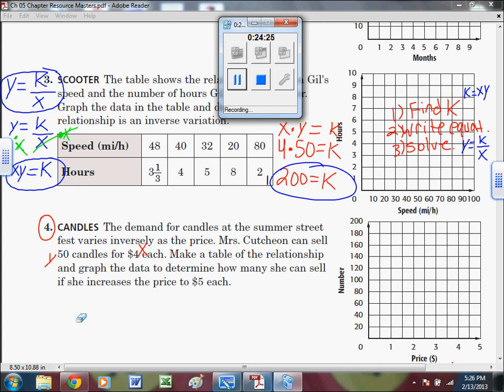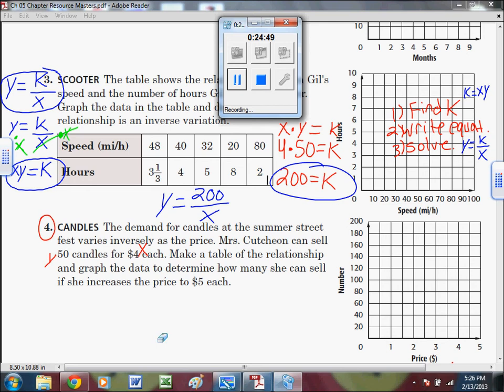Once we know K, we have to write our equation. And remember, all inverse equations will take the form of Y equals K over X. So if K is 200, our equation is Y equals 200 over X. That is the equation we're going to need in order to graph the information, in order to make our input-output table.